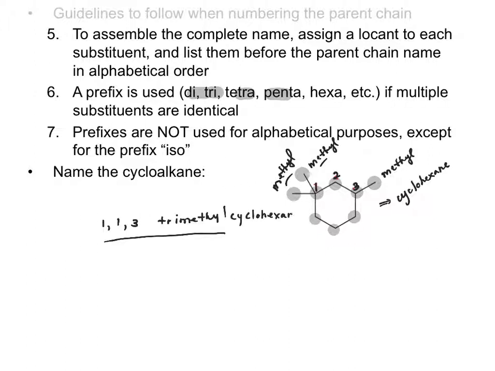Cyclohexane. Now one thing to note: anytime we have a number, a locant, being separated from another number, we use commas. Anytime we have a number separated from a letter, that's when we use the dash. So the name for this is 1,1,3-trimethylcyclohexane. There is no space between our last substituent and our parent chain. So these are our subs, and this is our parent.